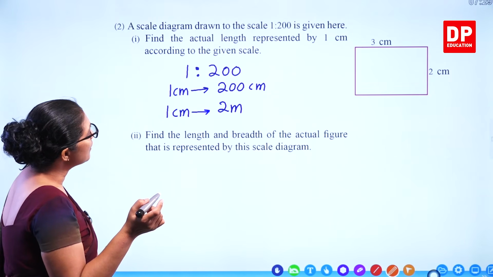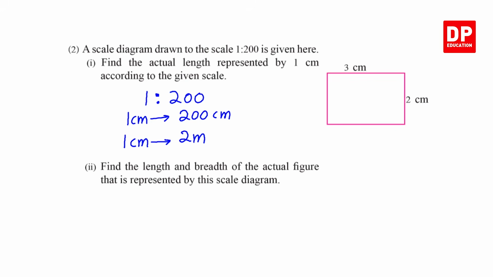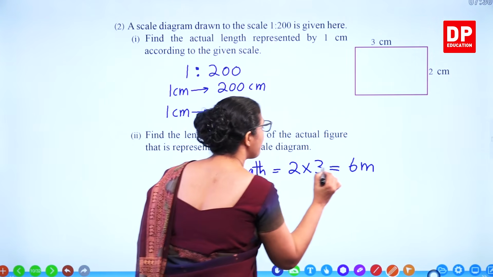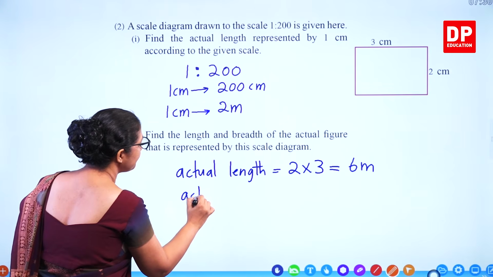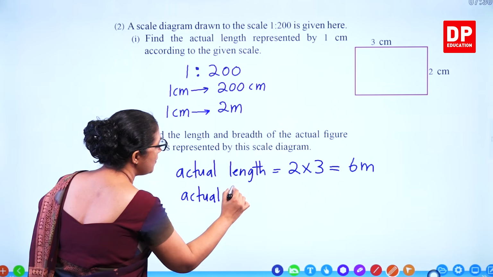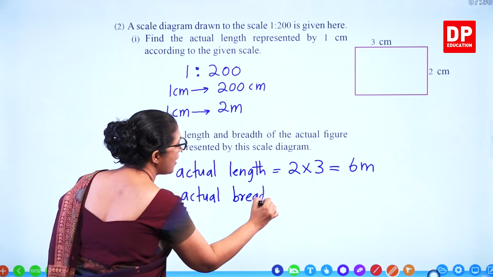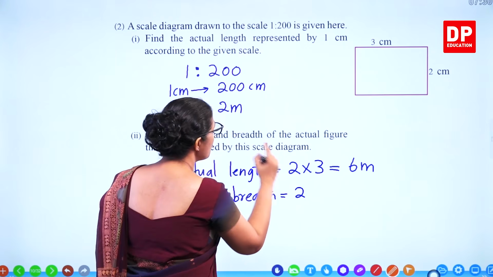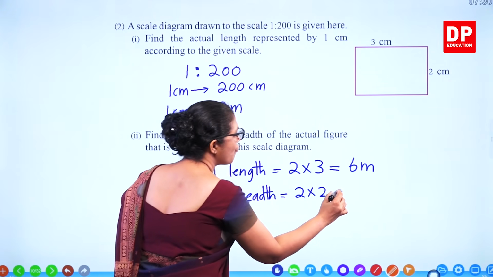So find the length and breadth of the actual figure. So what's the actual length? Scale diagram is given. So 3 centimeters. So 1 centimeter means 2 meters. 3 centimeters means 2 times 3, 6 meters. What's the actual width or breadth? Breadth, that's 2 centimeters. So 2 times 2, 4 meters.